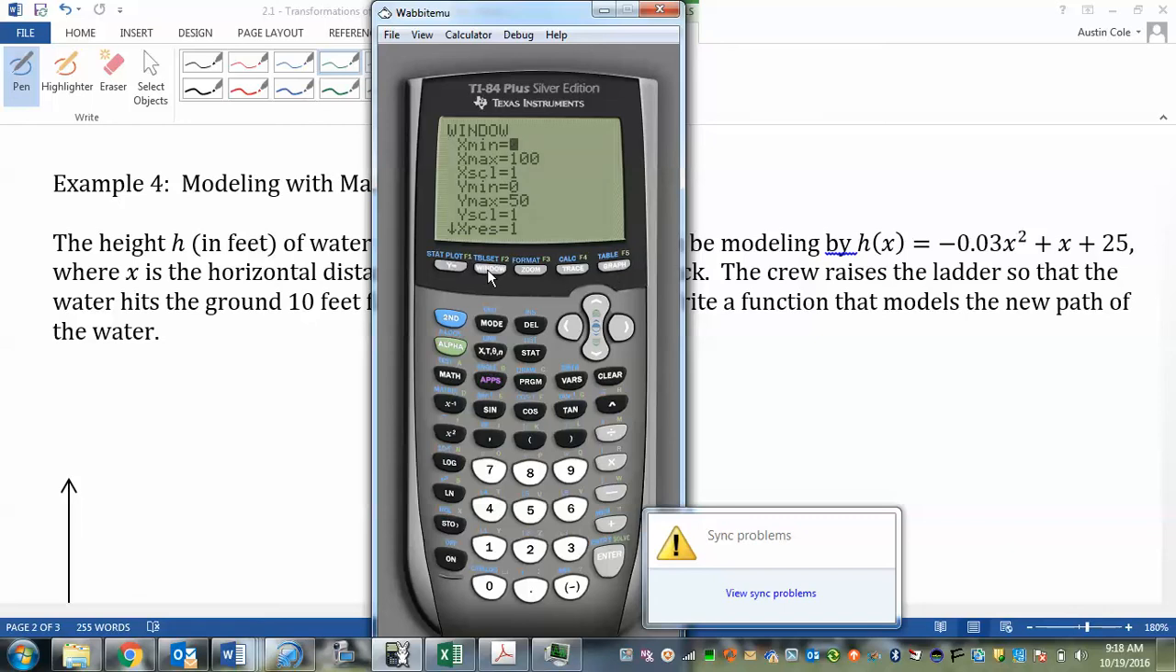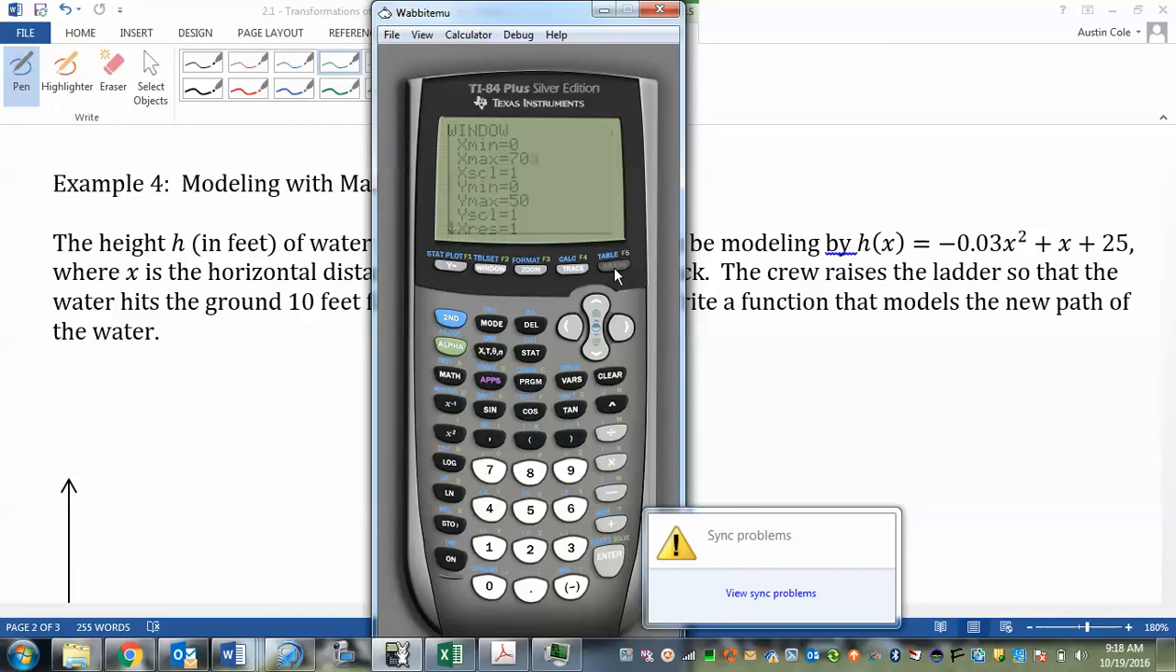Hit window. What about my x max? If I go back to my graph, what do I know about my x max? It's right at 100 right now. Does it need to be 100? No, it doesn't need to be 100. It should probably be like what? 70? 65? Okay.